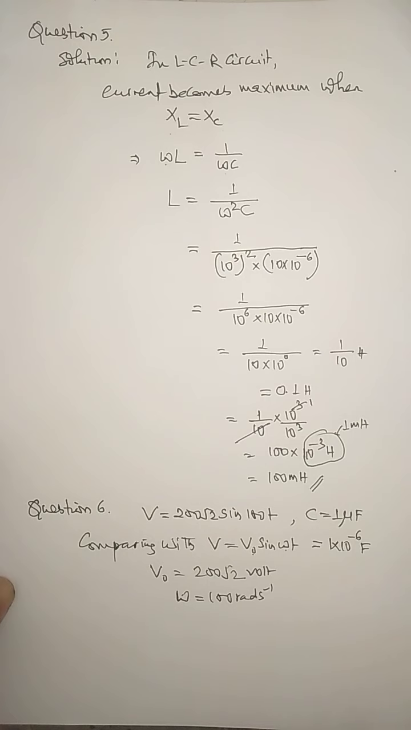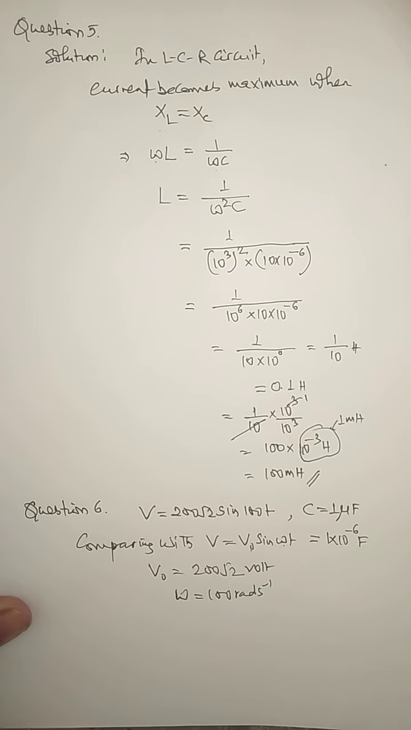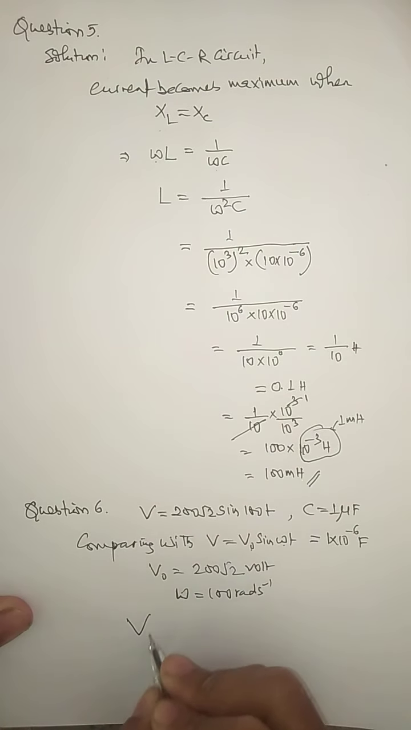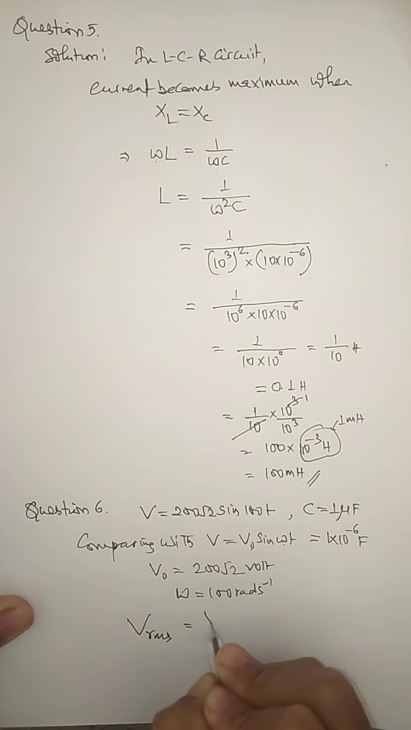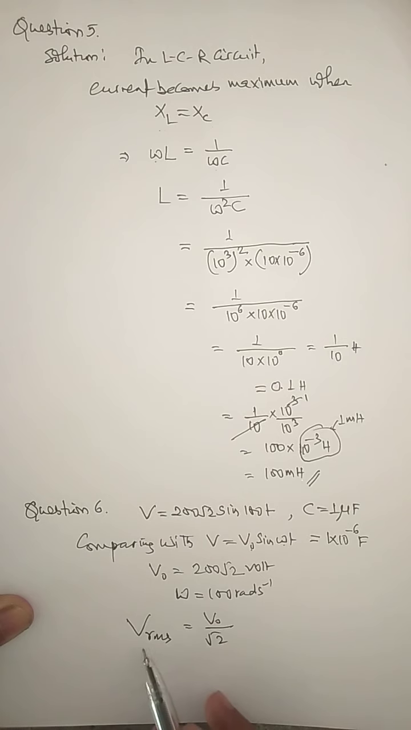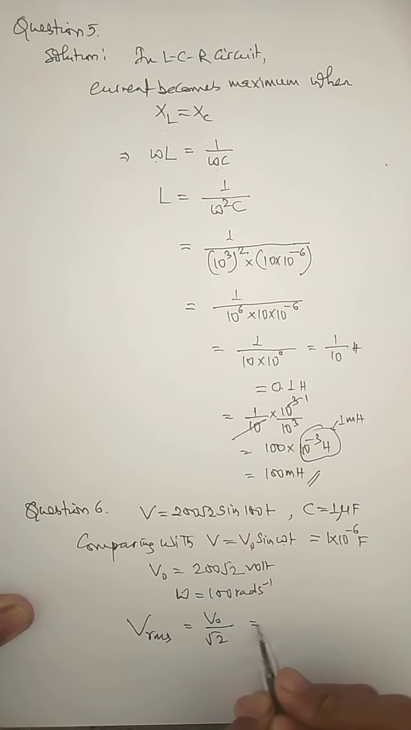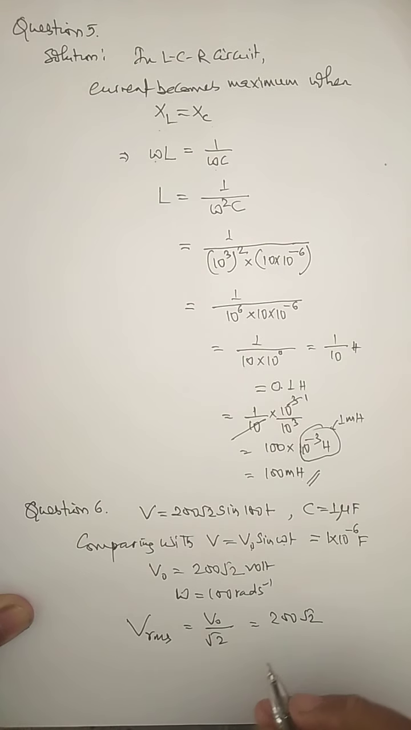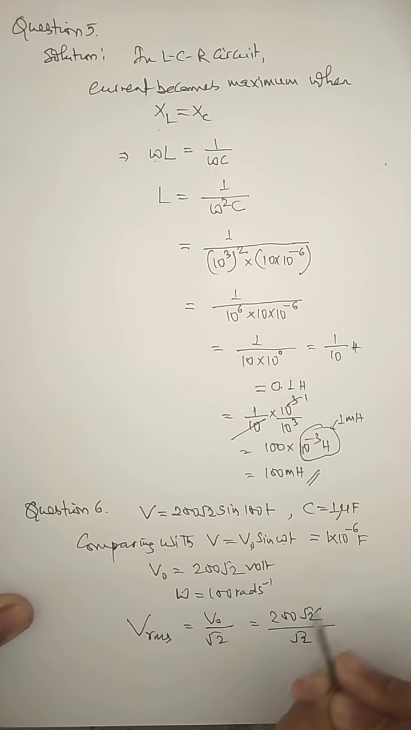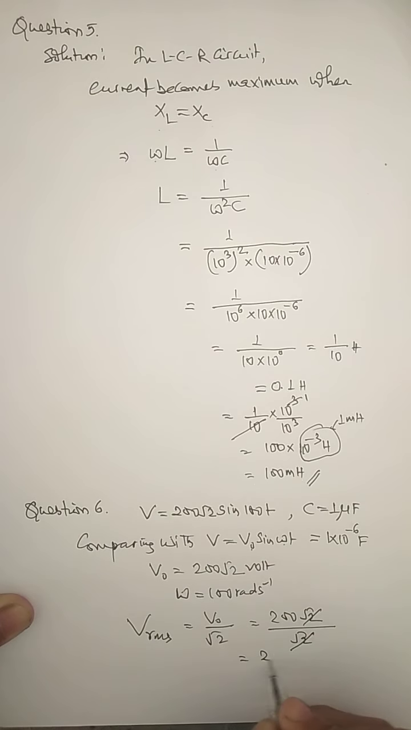Now what we need to calculate is the RMS current. To calculate RMS current, first of all you have to find the RMS voltage, and the formula of RMS voltage is Vrms equals V naught by root 2. Children, look at this formula. When the peak value of voltage is known, RMS voltage equals V naught by root 2. Now the peak value of voltage is 200 root 2, divided by root 2, so root 2 cancels out. That means 200 volt. So we got the RMS voltage.